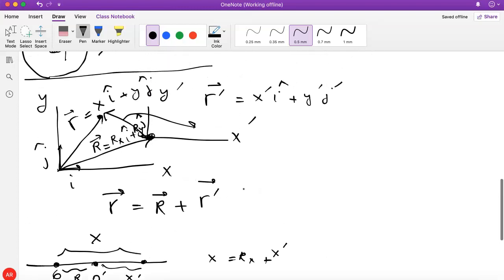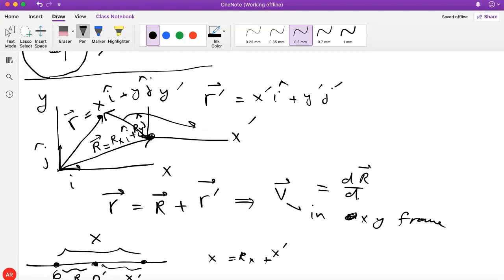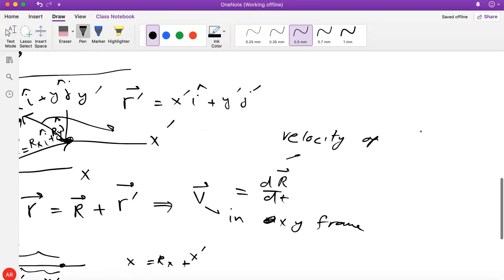Now if you take the derivative with respect to time, you find the velocity in the original, let's say xy frame, is dR/dt, the velocity of the moving frame, plus v prime, the rate of change of r prime with respect to time, which is the velocity in the moving frame, right?